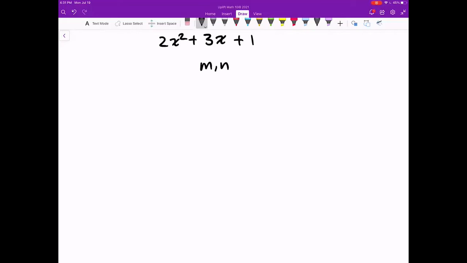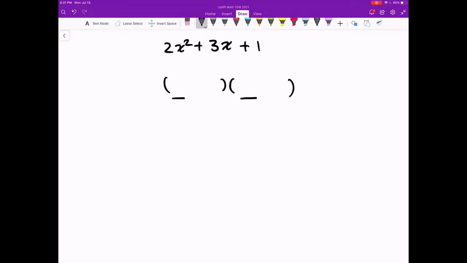Okay. So we can just write out the two factors. I think that'll be easier. Okay, so these are our two factors, but they're empty right now. We're trying to find what they are. The first thing is that the first terms of each factor that include the x term have to multiply into 2x squared. So for example, it could be 2x times x, or it could be x times 2x.